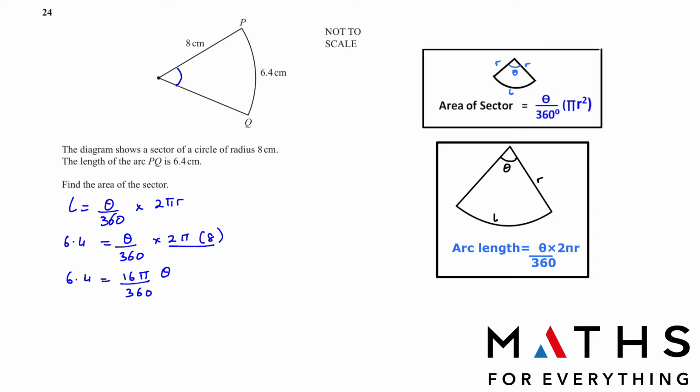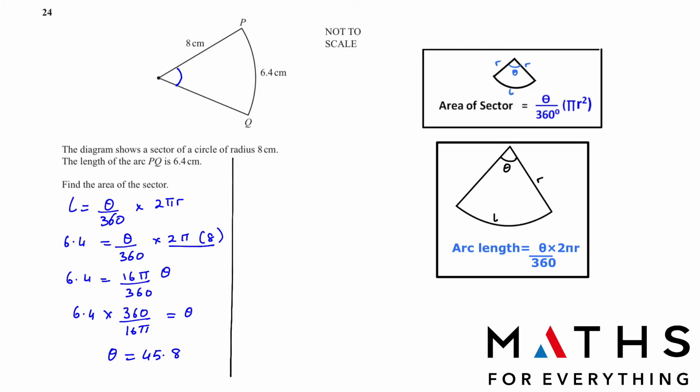Okay. Now when you want to make theta the subject, you want to shift everything to the other side. We write the reciprocal of it. So we write multiply by 360 over 16 pi. That will give us theta. Or you can get 6.4 divided by 16 pi over 360. Both the ways is fine. We will get theta is equal to 45.8.